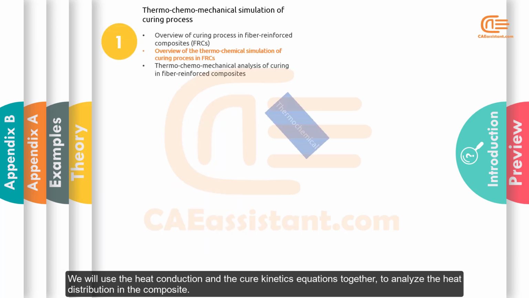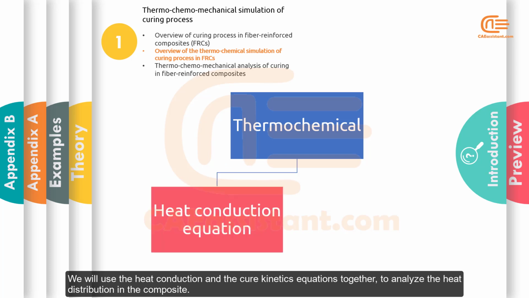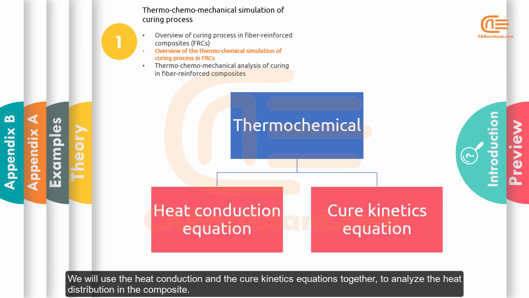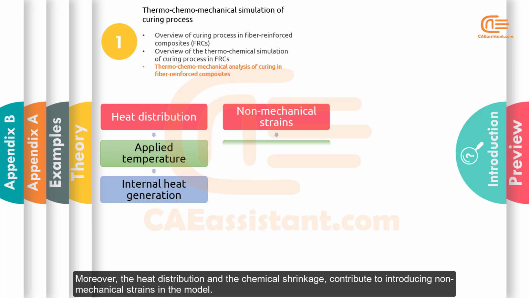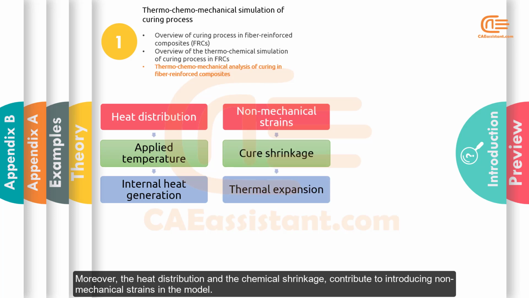We will use the heat conduction and the cure kinetics equation together to analyze the heat distribution in the composite. Moreover, we need to go further by including the mechanical aspects to develop a thermo-chemo-mechanical model. In the thermo-chemo-mechanical model, heat distribution depends on both the applied temperature and the internally generated heat. Moreover, the heat distribution and the chemical shrinkage contribute to introducing non-mechanical strains in the model. In such a model, non-mechanical strains rely on the curing level, applied temperature, and internally released heat.